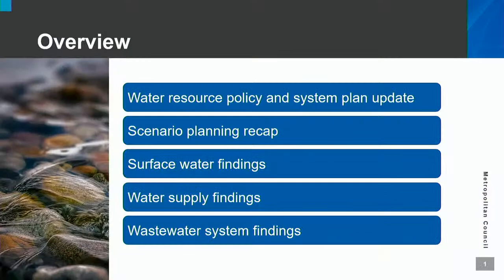We are here to share some of our findings specific to our water planning and how they were associated with some scenario planning that we did through the Regional Development Guide planning process. Some of our other colleagues came to earlier sessions to share about housing and other system areas, so it's our turn to come up and share about water. As a general overview, we are going to share a little bit about the water resources policy plan and system plan and what the update process is for that document. We're going to do a little bit of the scenario planning recap, and then we're going to get into our findings from surface water, water supply, and wastewater systems. So for those 3 different areas, how the scenarios play out.